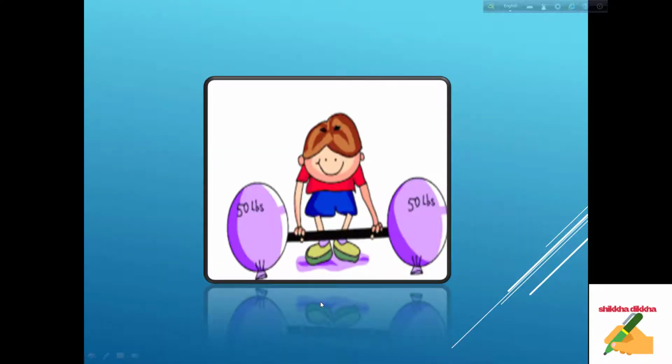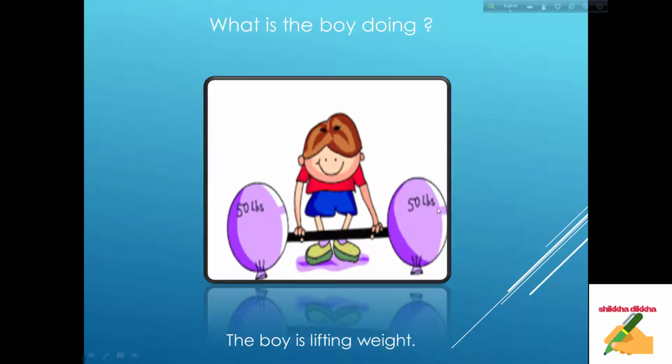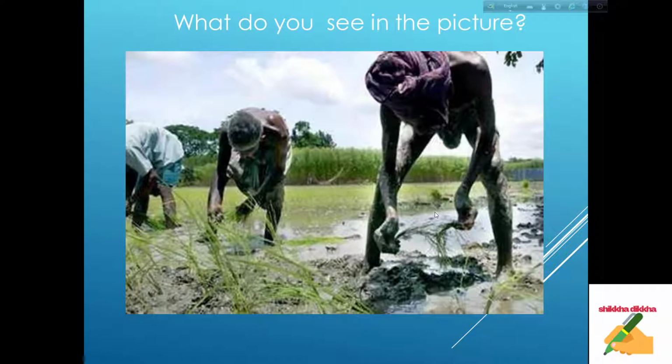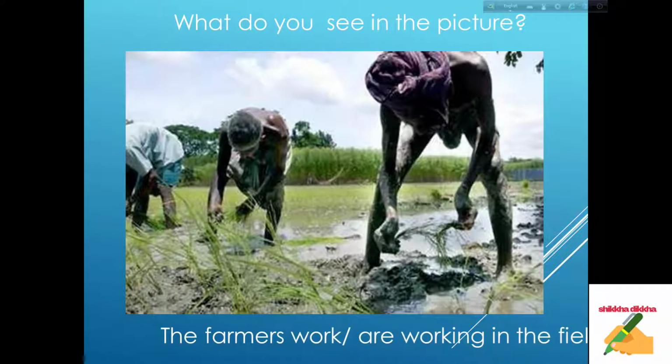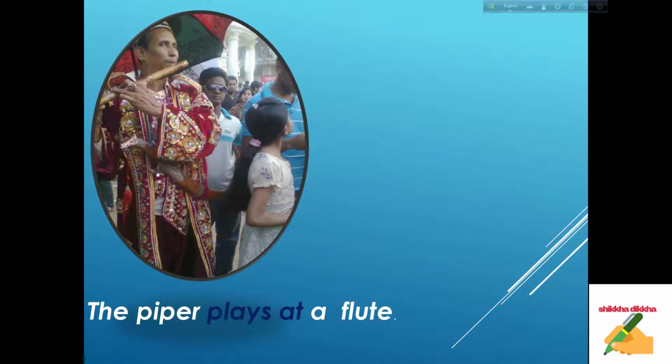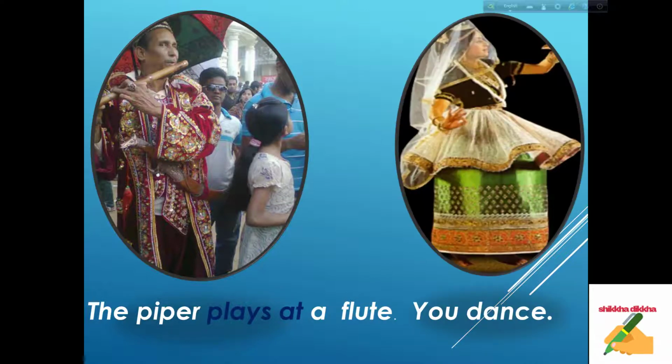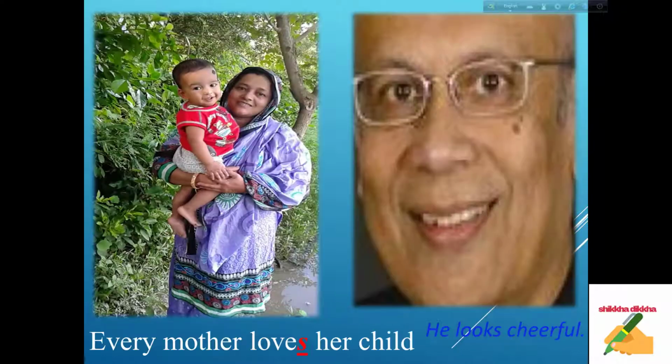Look at the picture. The boy is lifting weight. What do you see in the picture? The farmers are working in the field. What does the piper do? The piper plays a flute. What does the girl do? The girl dances.